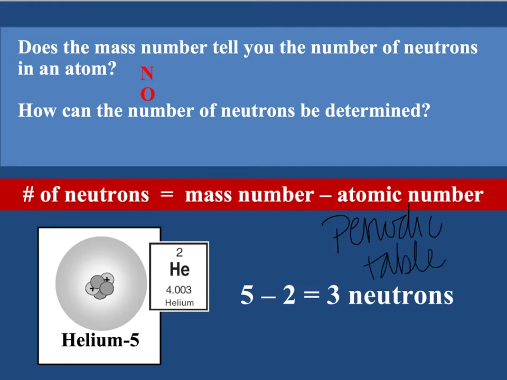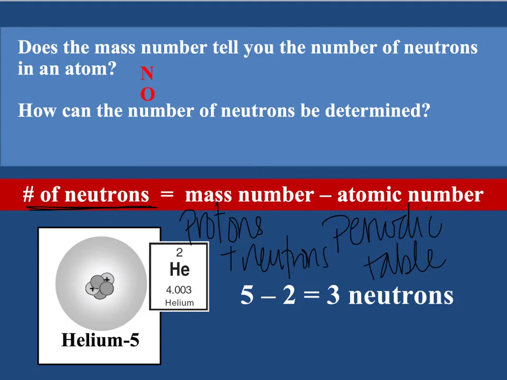So you look on the periodic table for this. The mass number, remember, is protons plus neutrons. And when you subtract the atomic number, you get neutrons by themselves.